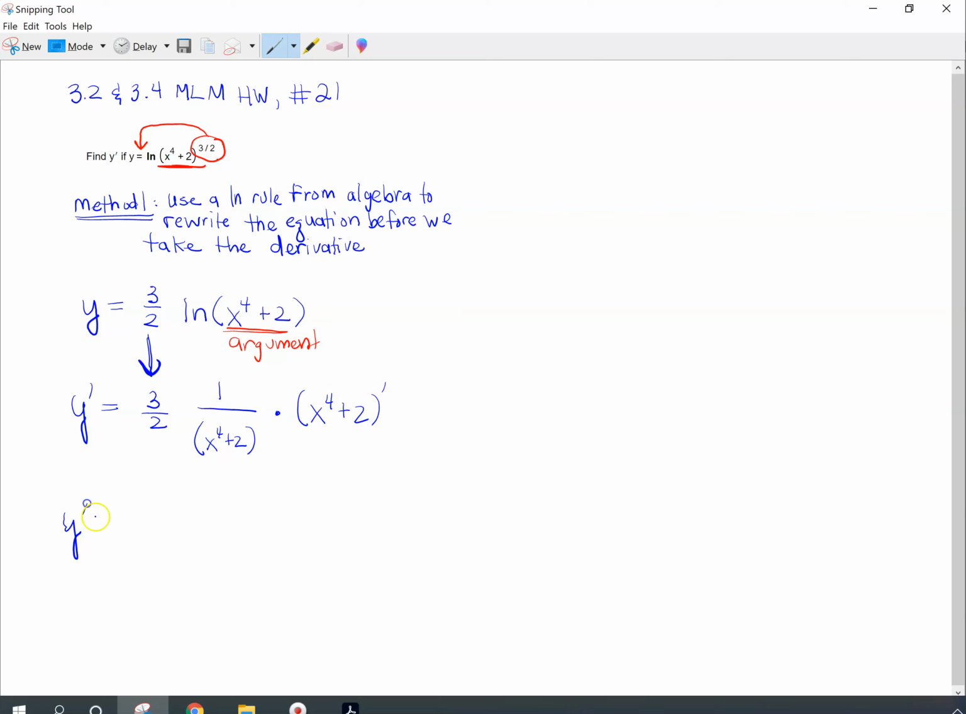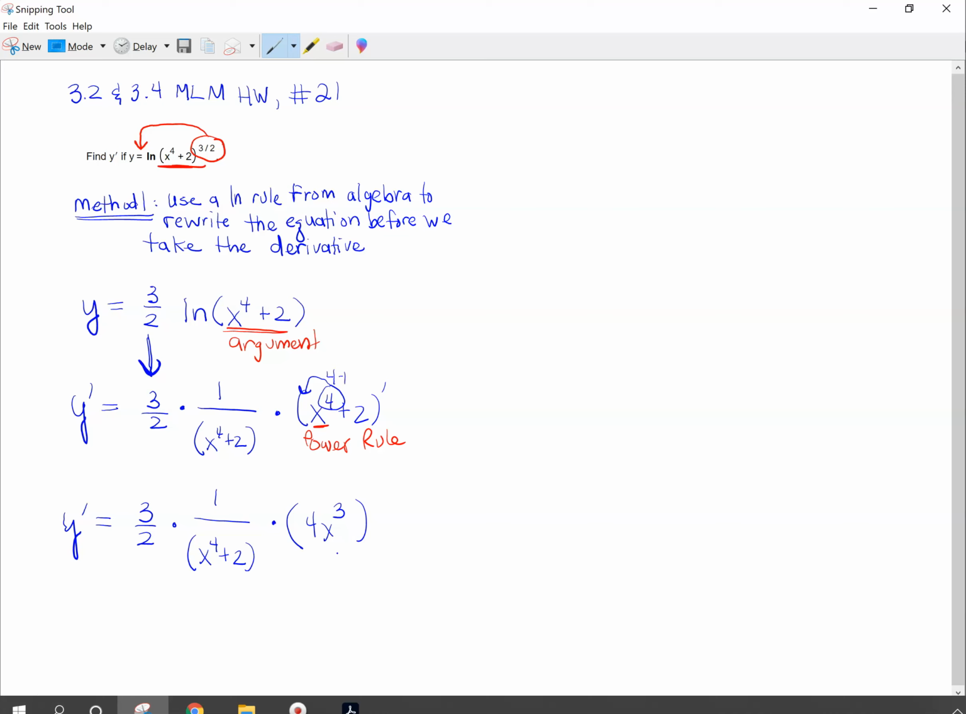Okay, so let's go ahead and clean this up. So that's going to be 3/2 times, side by side they're multiplying, 1 over the argument. And then to find the derivative of the argument, I'm just going to use my power rule. I don't need the chain rule because my base is a plain x, so I just need my power rule. So let's go ahead and find that derivative. So the derivative of x to the 4th would be 4x cubed. Technically times the derivative of the base, but the base is a plain x, so that derivative would be 1. And then I have a constant, and the derivative of a constant 2 would just be 0, so we don't have to write that.